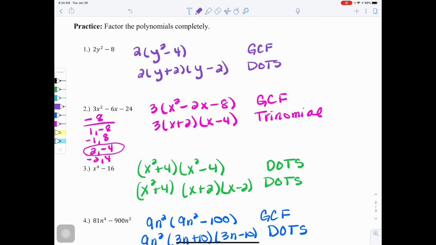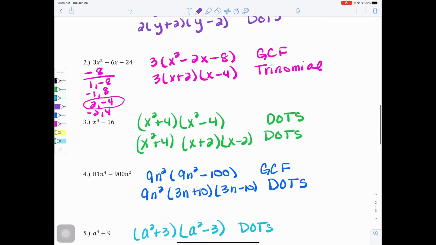In number 2, you do have a GCF. You should be factoring out a 3. That gives you a trinomial remaining. So I'm going to list the factor pairs of negative 8 and find the pair that adds to the middle number, which is negative 2. You can see I circled the pair that works, 2 and negative 4. So your final answer by factoring your trinomial should be 3 times x plus 2 times x minus 4.